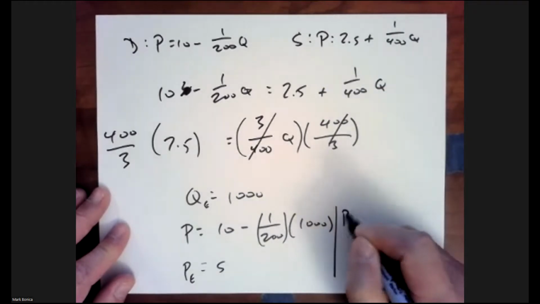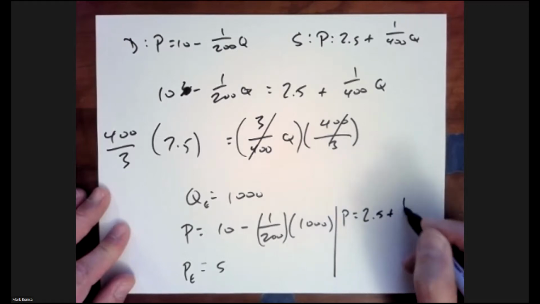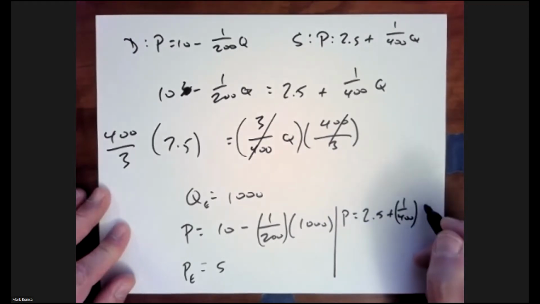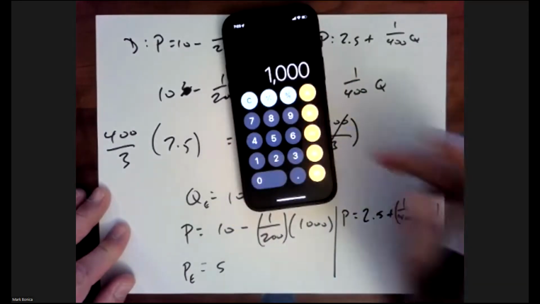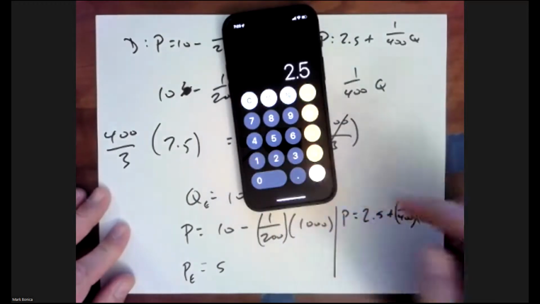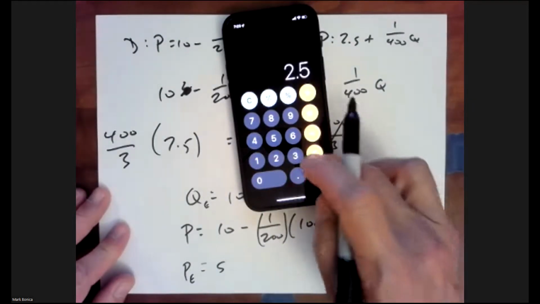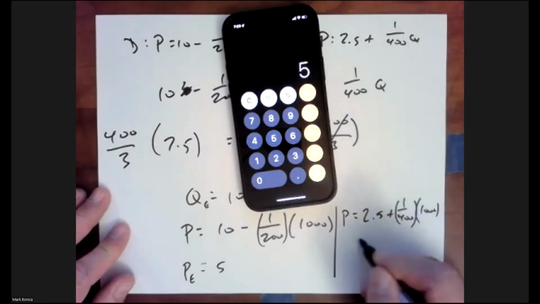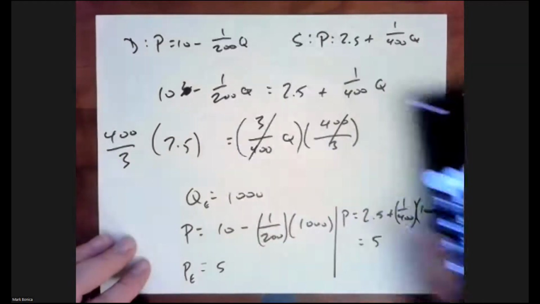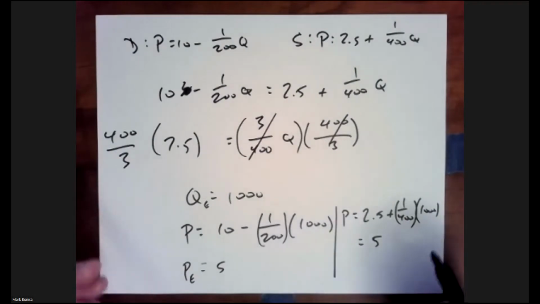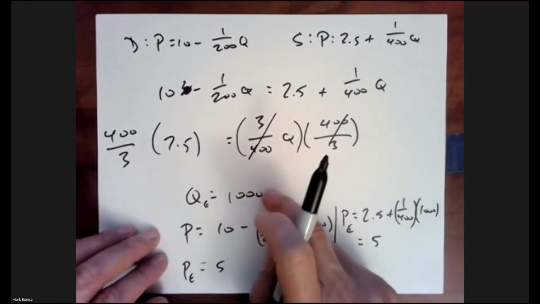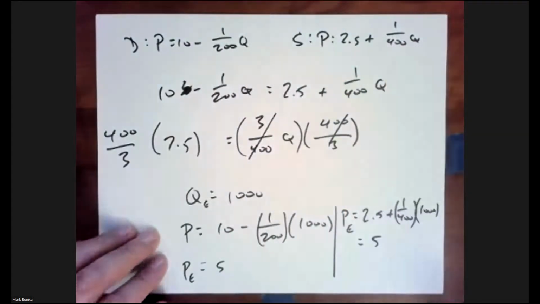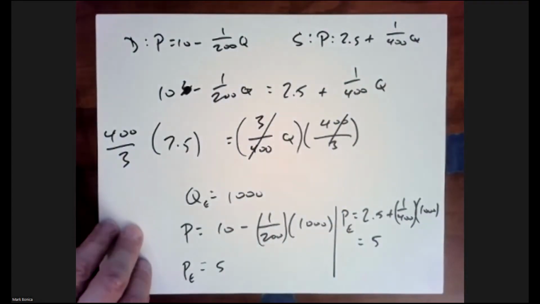Oh, we can do the same over here. So I can say P equals 2.5 plus 1 over 400 times 1,000. 1,000 divided by 400 is 2.5, plus 2.5 gives me 5. So either one, again, will work, right? You don't have to do both. I'm just showing you that you could have taken the quantity and put it into either one. So that's the answer to question 1.